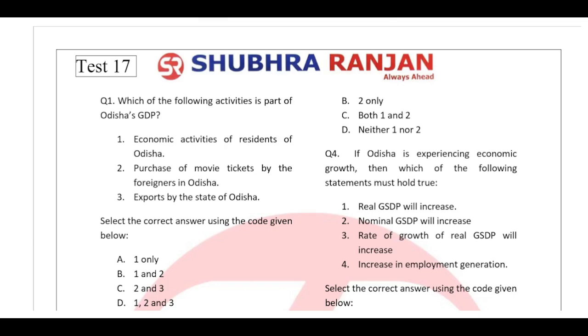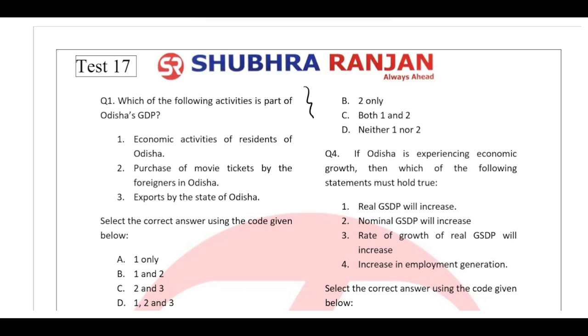As a part of the test series discussion, this is test number 17 relating to the economy of Odisha. So here what we'll do is, we'll first look at the statements, then we'll look at the examination approach on how you would have solved this question in the exam conditions. Then we'll briefly discuss the concept about the question and quickly recall the concept whatever is related.